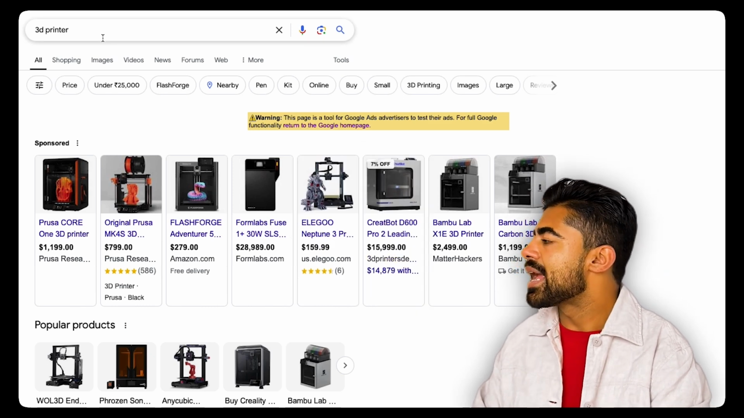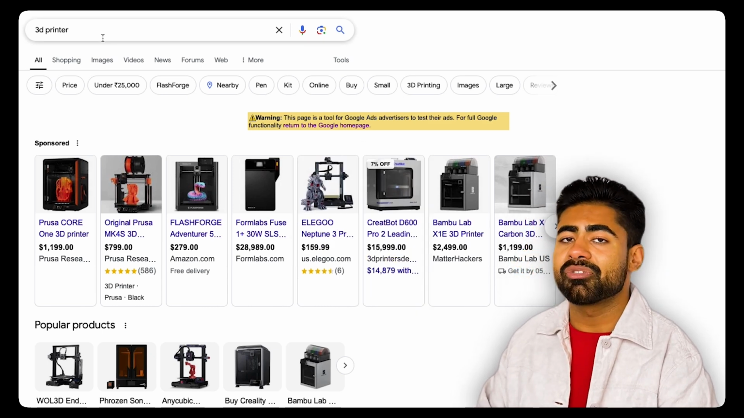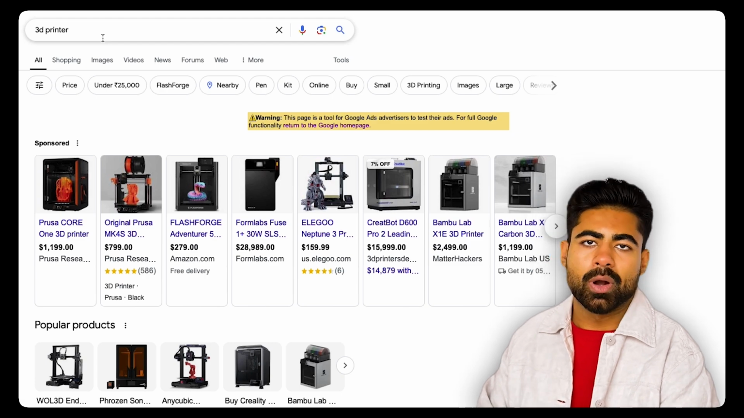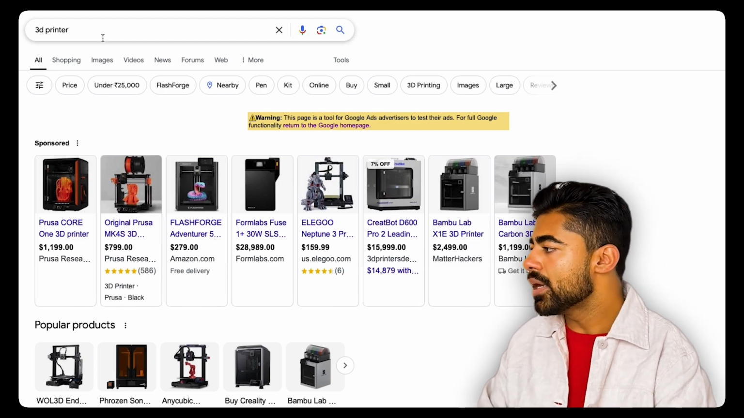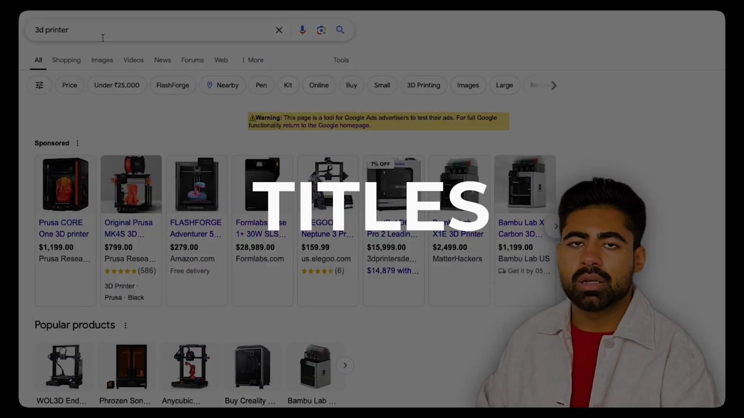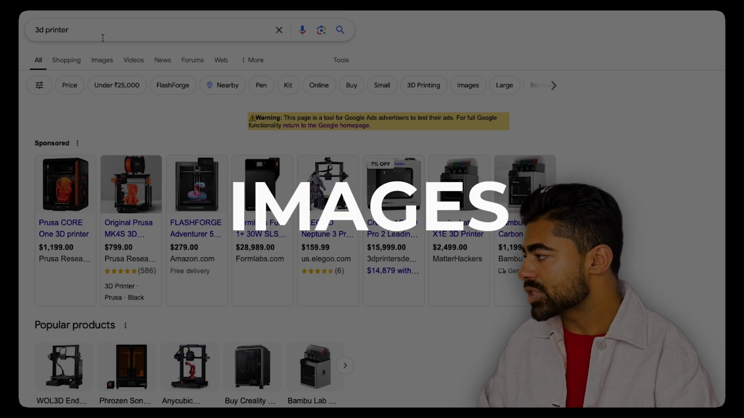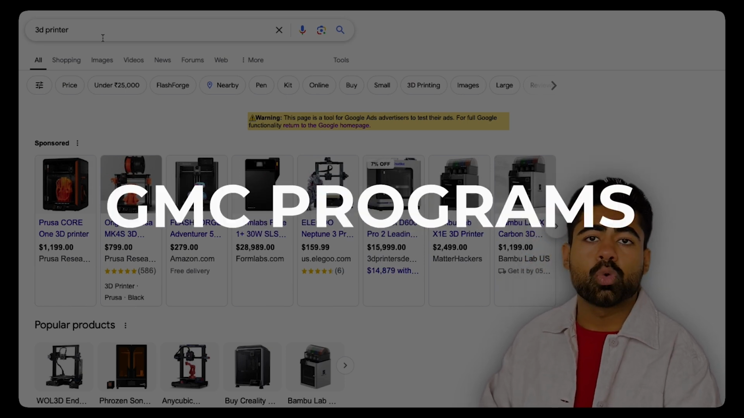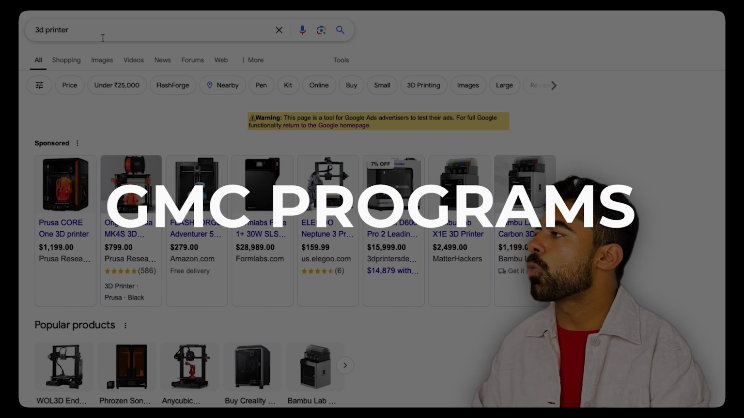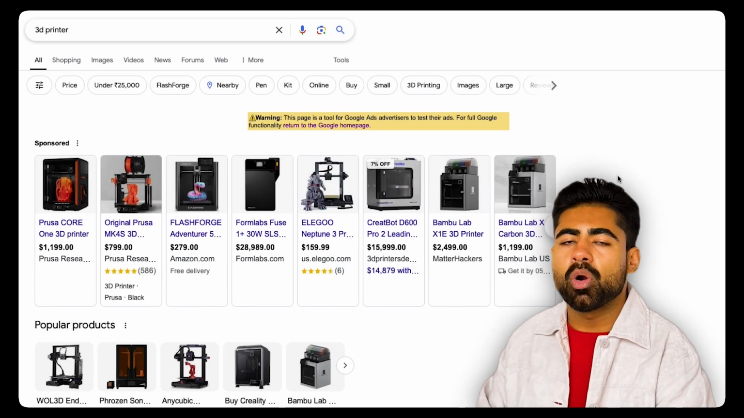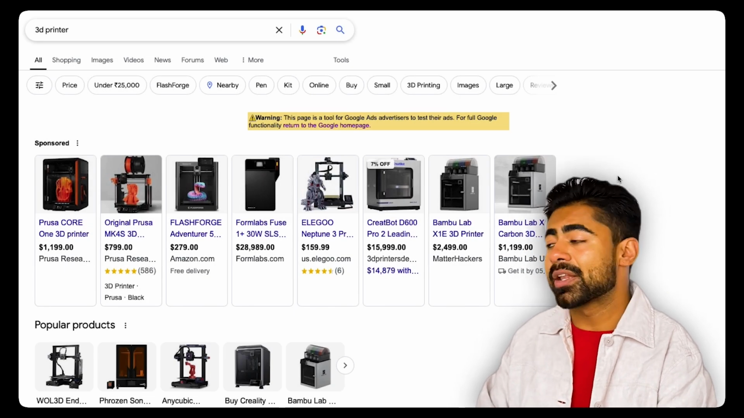I classify these brands as competitors, and there's only a few things I'm trying to understand when I'm analyzing them. Number 1, I'm analyzing their titles. Number 2, their product images. And number 3, their Google Merchant Center programs along with the pricing. These are the major things which I analyze when looking at these competitors.